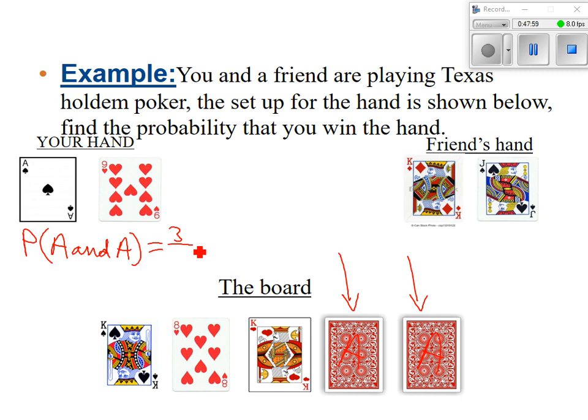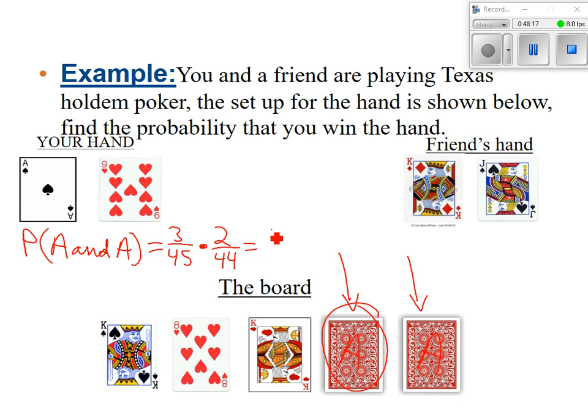There's already 7 cards out on the board, so how many cards are left? 45. So the probability of this one being an ace is 3 out of 45. What's the probability of that second one being an ace? 2 out of 44.